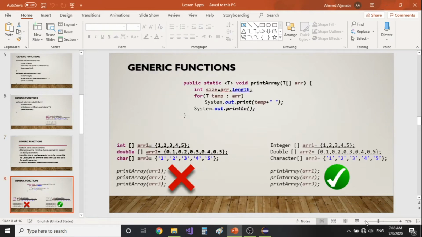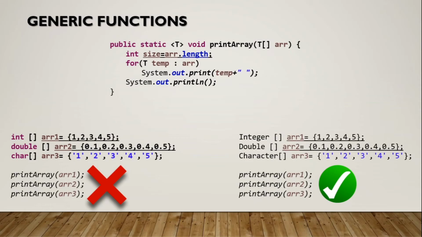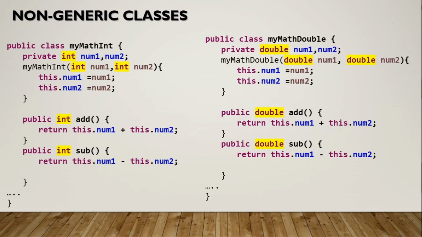Let me show you more examples. I don't think I do have more examples. This is the print array. I'm just showing you that this part to the left will cause an error. The other one to the right will not cause any error. Okay, here is another example. Let's see here.